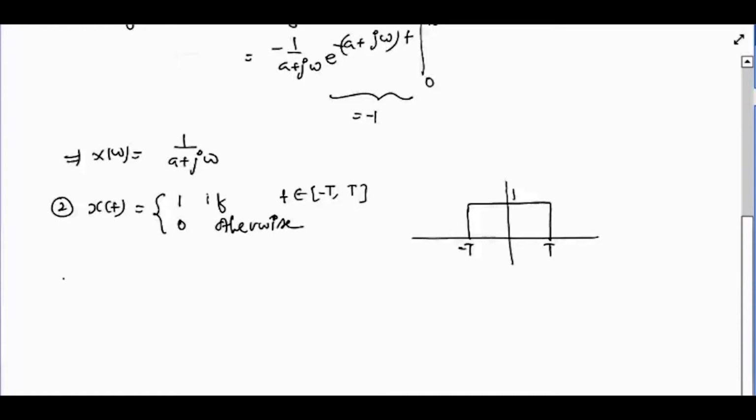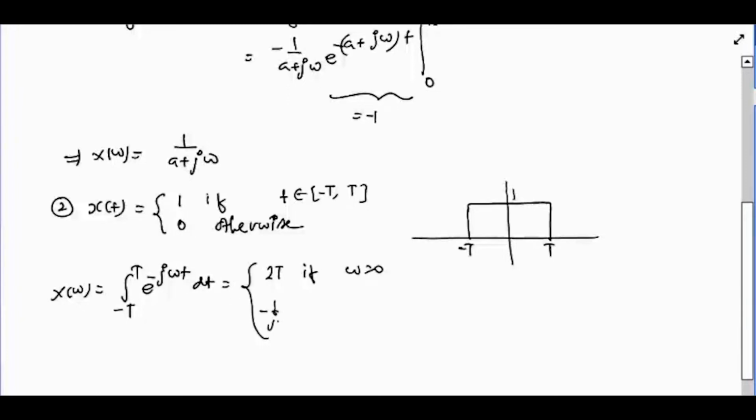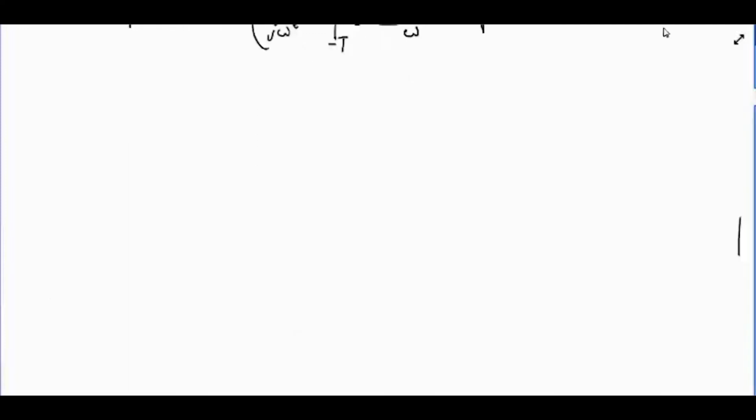Now if we apply the above definition, we get X(omega) equal to the integral from minus T to T of e raised to minus j omega t dt, which is 2T if omega is 0, and minus 1 over j omega e raised to minus j omega t evaluated from minus T to T, which is 2 sine omega T divided by omega, and this is if omega is not equal to 0.